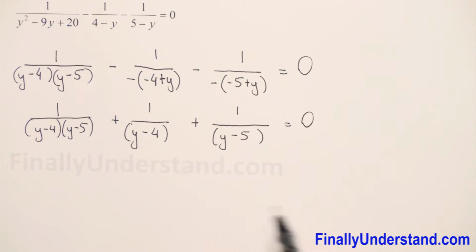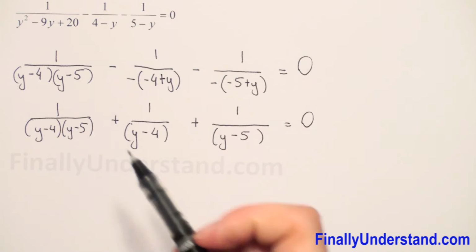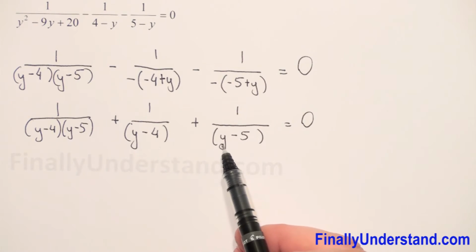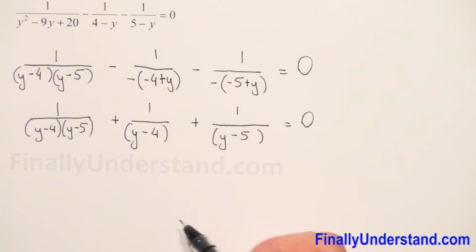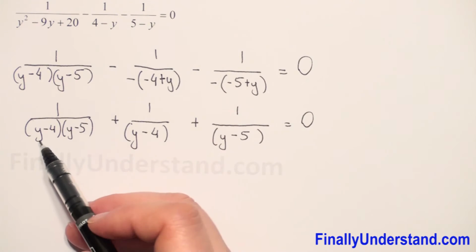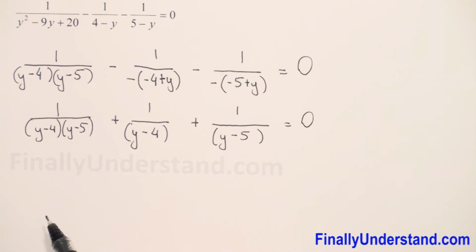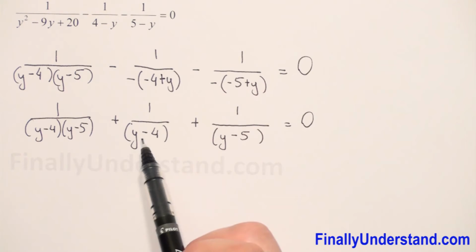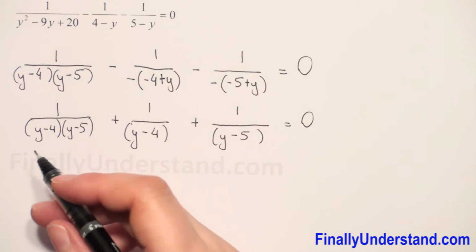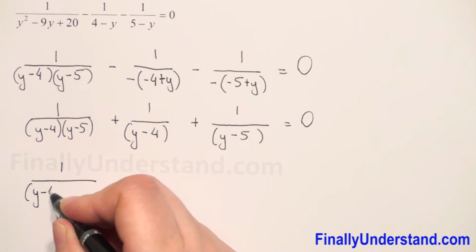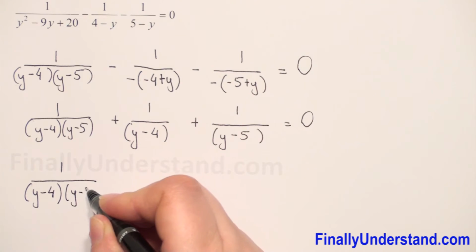How do we add algebraic fractions? We need to have the same denominators. We have y minus 4 times y minus 5. We have y minus 4 and y minus 5. So the lowest common denominator will be, of course, y minus 4 times y minus 5, because we need to have in the denominator every term which we have at the beginning. So it will be 1 over y minus 4 times y minus 5.